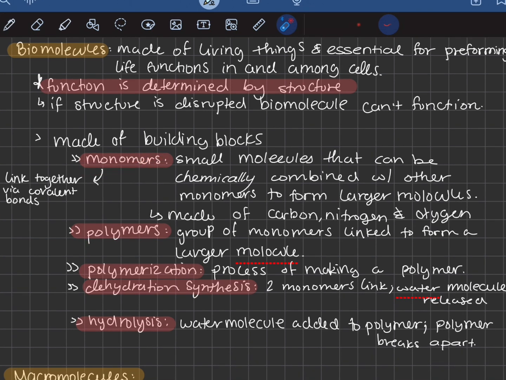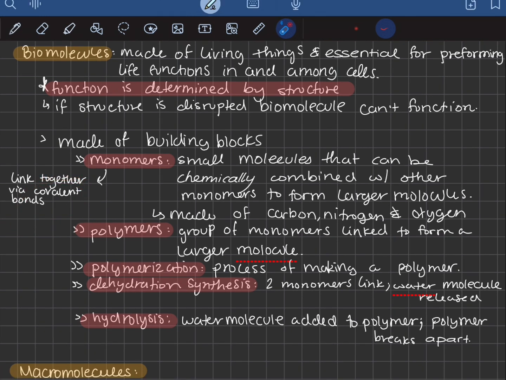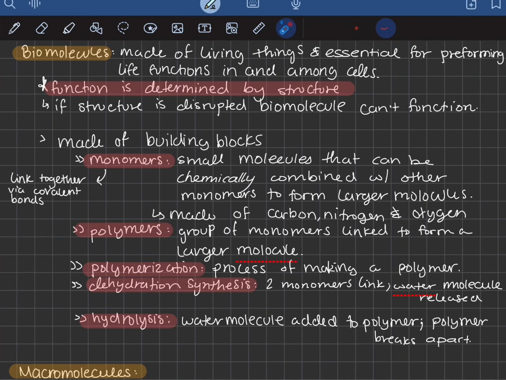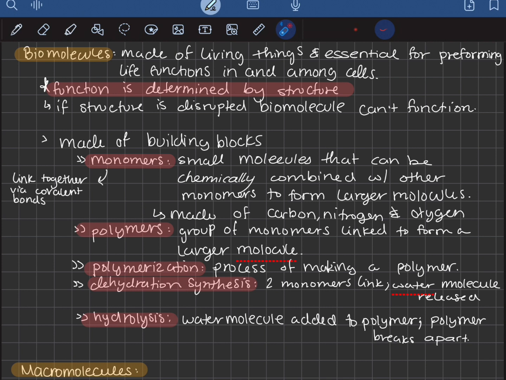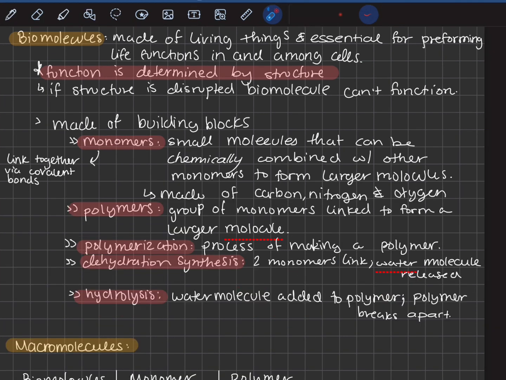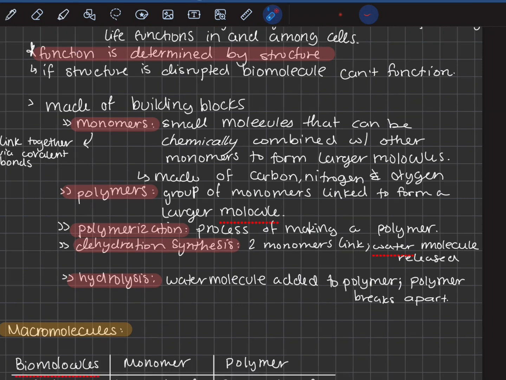Monomers are small molecules that can be chemically combined by covalent bonds to form larger molecules, polymers. So polymers are basically a group of monomers linked together, and that bigger molecule is a polymer. Polymerization is the process of making a polymer, which we just talked about. And we have two other processes: dehydration synthesis and hydrolysis. Dehydration synthesis is when two monomers come together and a water molecule is released. Hydrolysis is when a water molecule is added to a polymer and that polymer breaks apart.